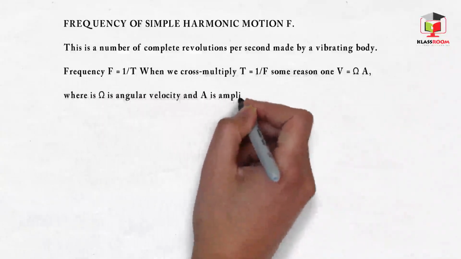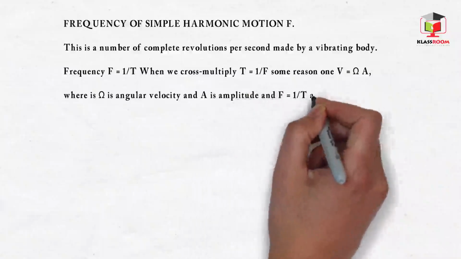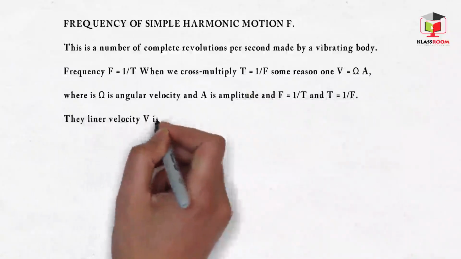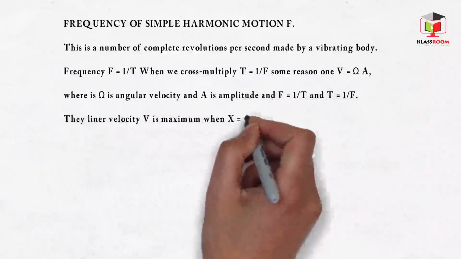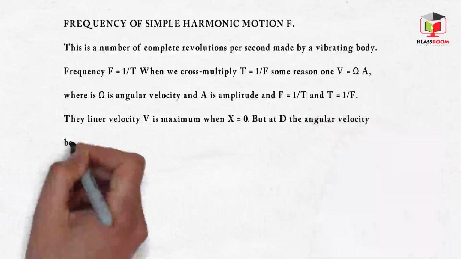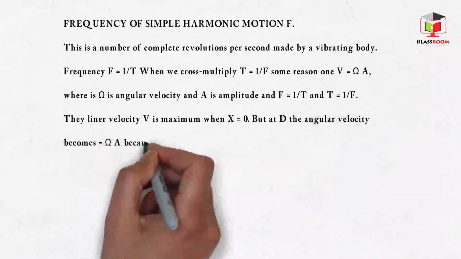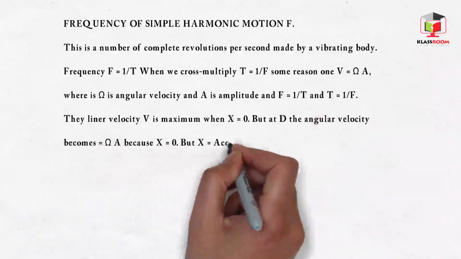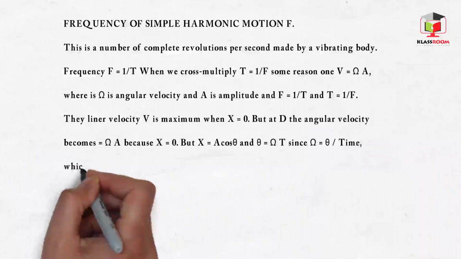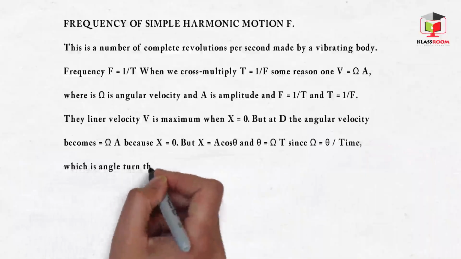The linear velocity V is maximum when x is equal to 0. But at D, the velocity becomes equal to omega A because x is equal to 0. But x is equal to A cos theta, and theta is equal to omega t. Since omega is equal to theta over time, which is angle turned through with time, x equals A cos omega t.